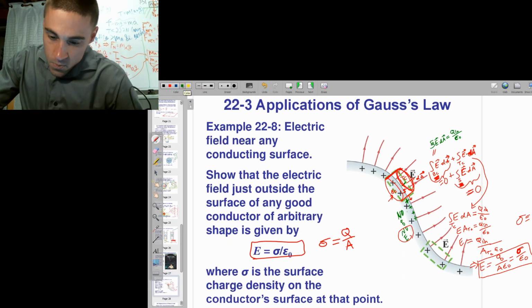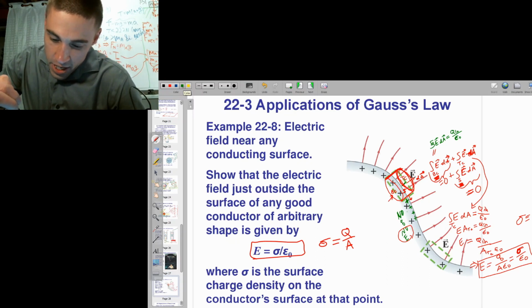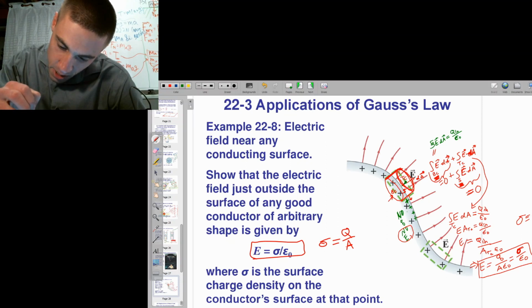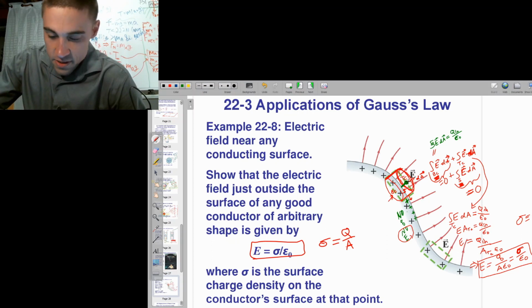Okay. So I'm going to use a Gaussian surface. I want to find the electric field. I'm just going to pick out a point right here, some short distance from the conductive surface. In order to use Gauss's law, I need to integrate the electric field over some Gaussian surface.